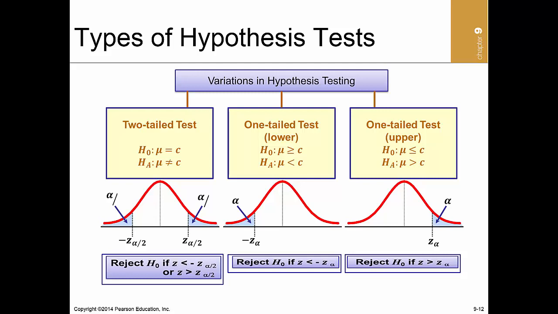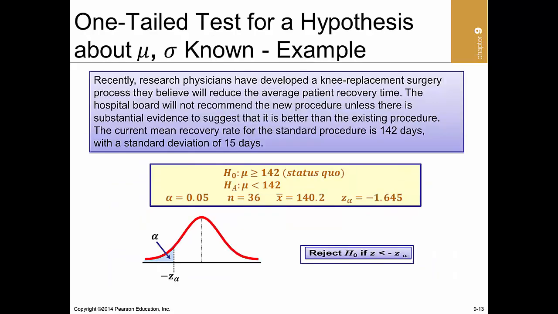So here we have an example where research physicians have developed a knee replacement surgery, and they believe it will reduce the average patient recovery time. The standard procedure is 142 days with a standard deviation of 15 days. Our status quo in this case is that the new method is no better than the original. So we would set our null as mu greater than or equal to 142 days, and we'll test our alternative such that mu is less than 142 days. Alpha here is 0.05, so that'll be the lower tail of 0.05, n is 36, x bar is 140.2, and our critical z is negative 1.645.